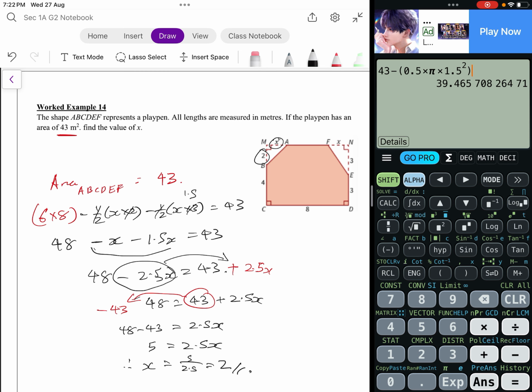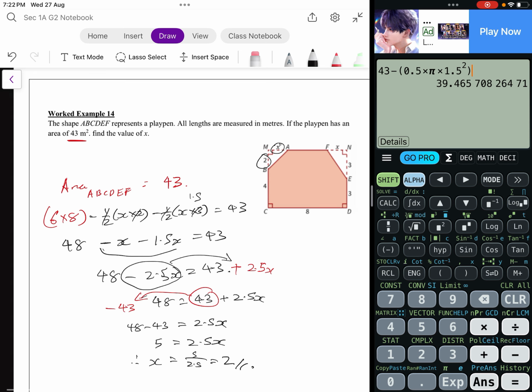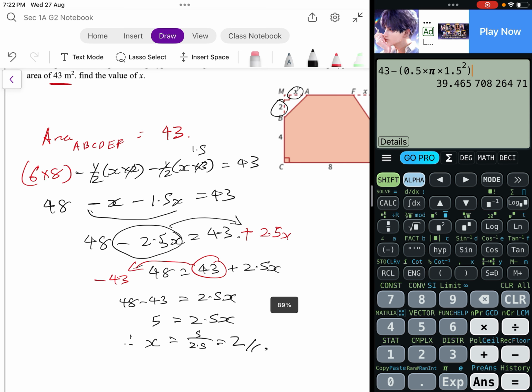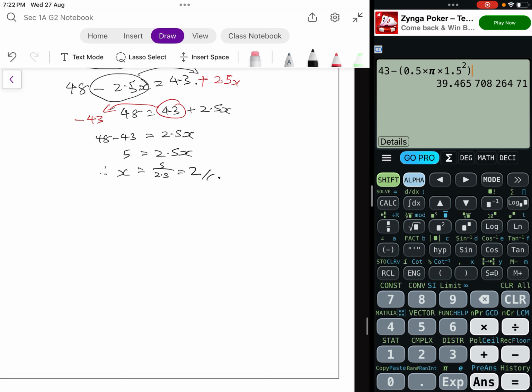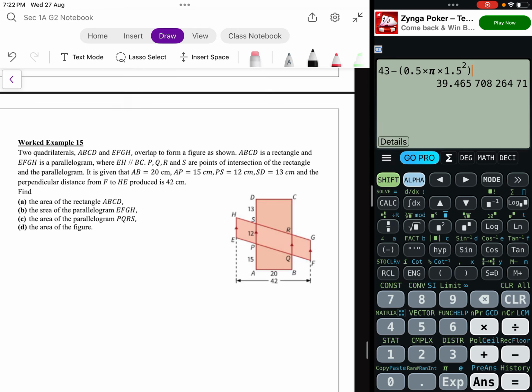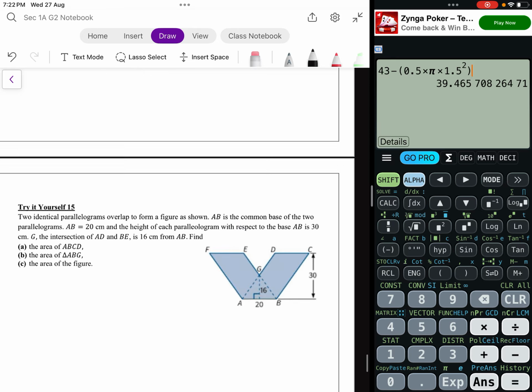Hope it's simple. So this is what I mean by find the value of x. You need to form an equation and then solve for x. Hope you are able to understand this one. Okay, let's go on to the last question for this topic.